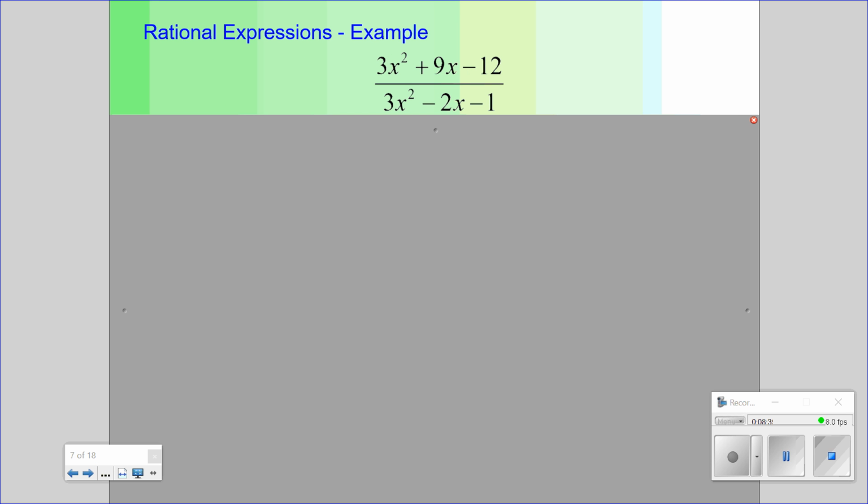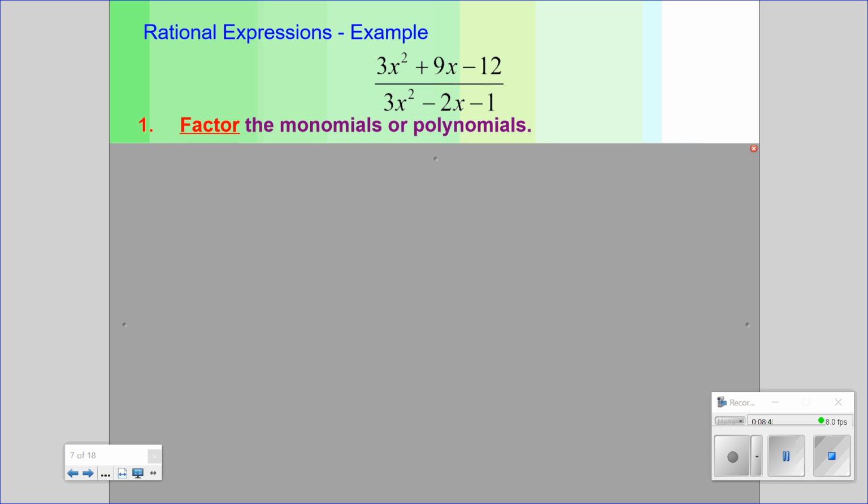So here's our next example. We've got a trinomial up top, a trinomial down below. Step 1 is to factor the monomials and polynomials. Notice that your numerator has a GCF. So let's pull that 3 out of the whole thing.